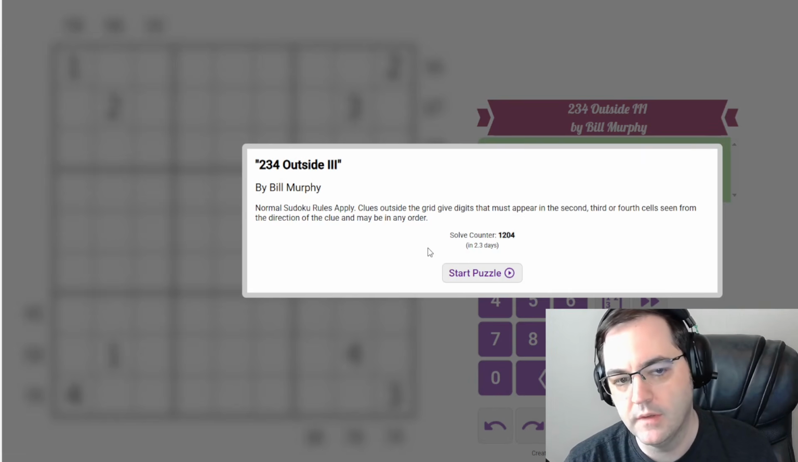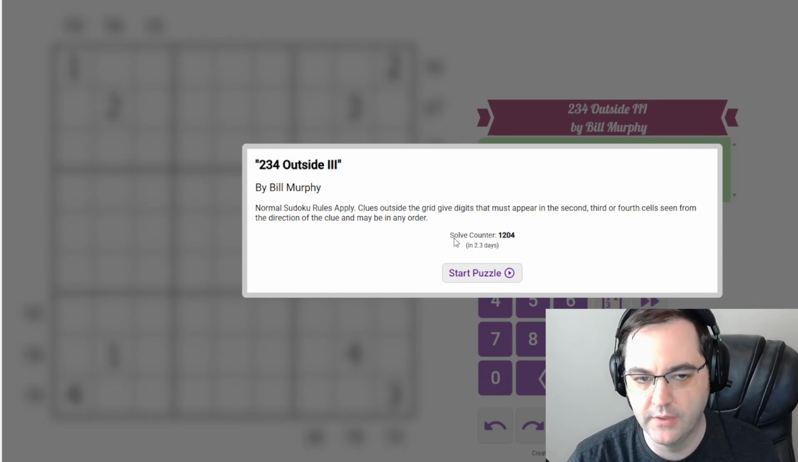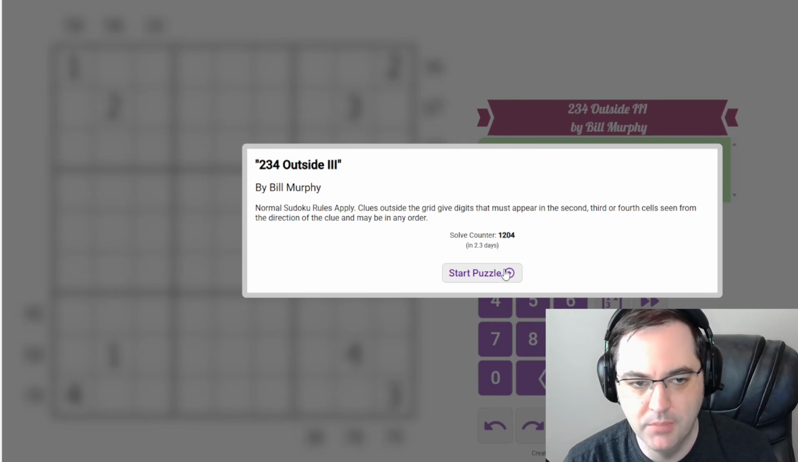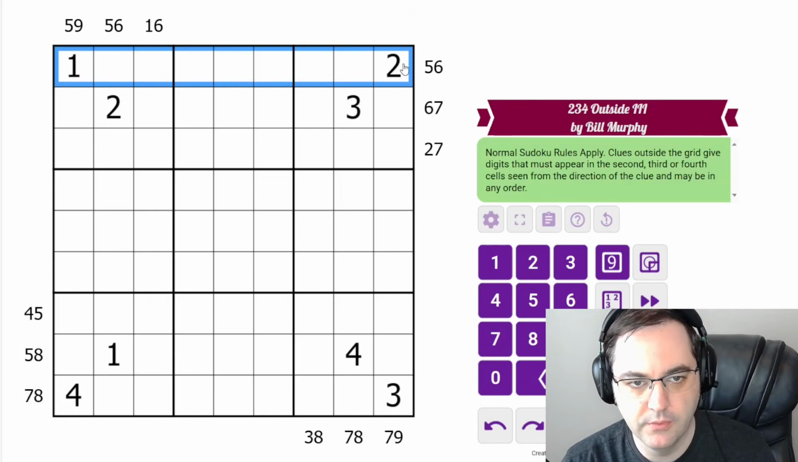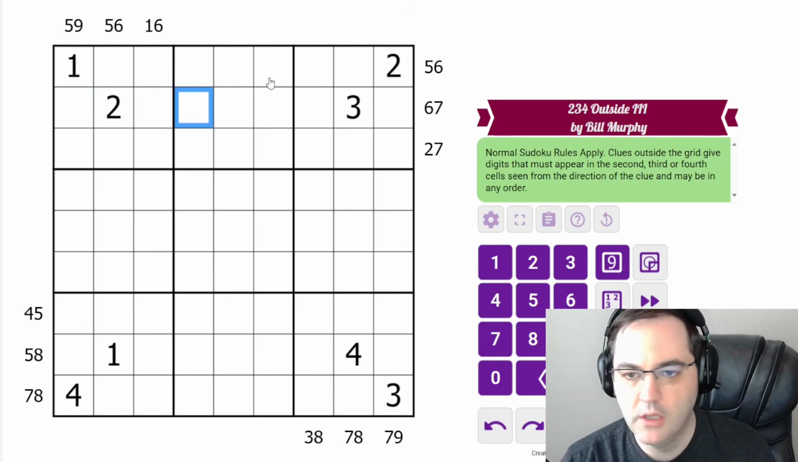I'm Philip Newman. Today I'm solving 2, 3, 4 outside 3 by Bill Murphy. This is a variant that Bill has done before, obviously. We have normal Sudoku rules, 1 to 9 in each row, column, and 3 by 3 box. Additionally, we have some clues outside the grid.